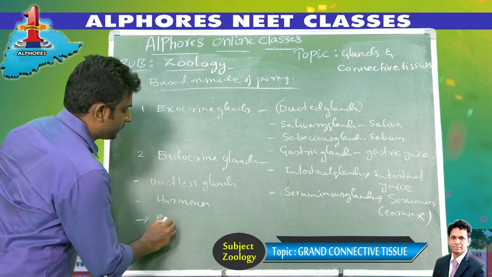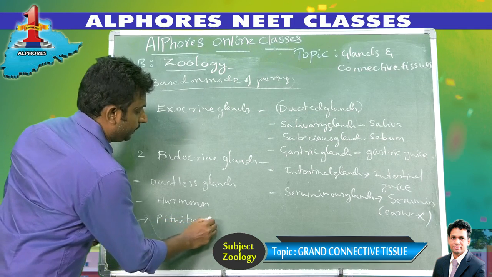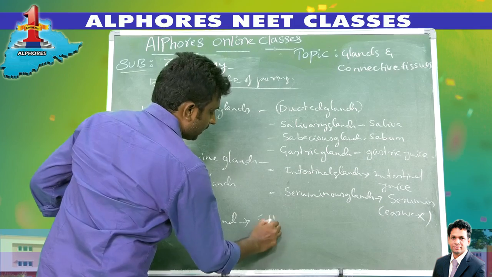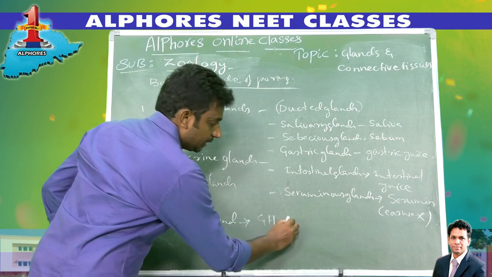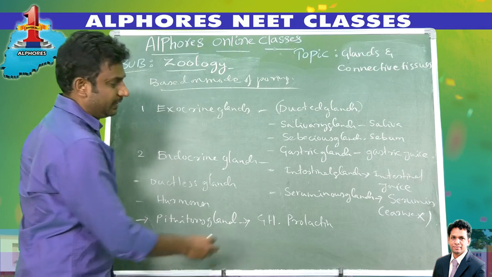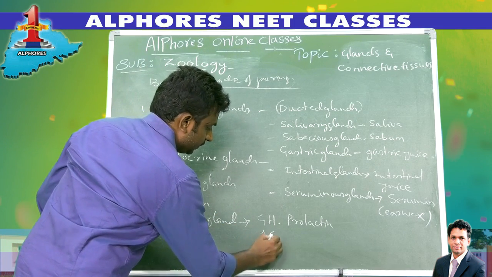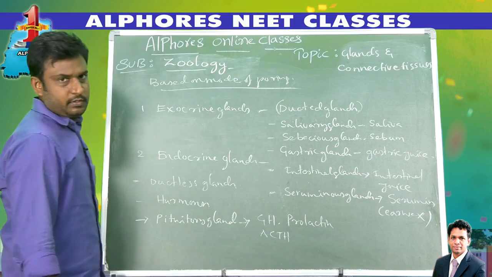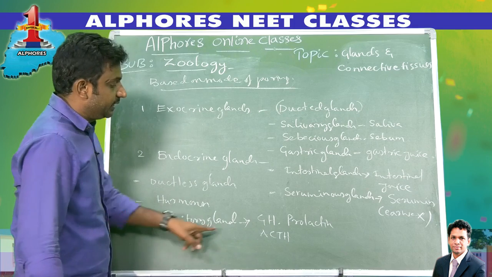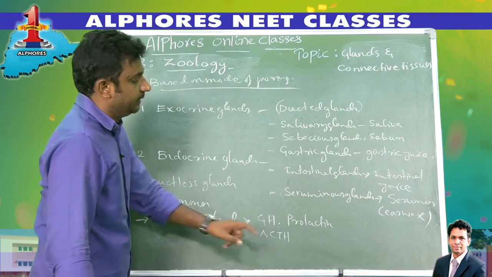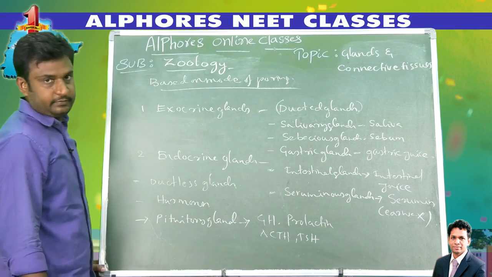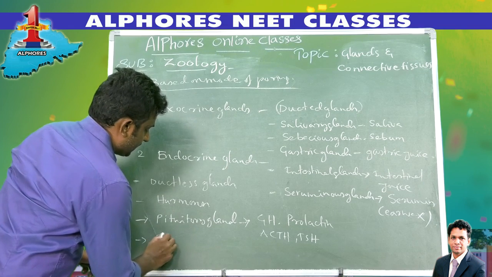Example for the endocrine glands: pituitary gland. The pituitary gland secretes hormones like growth hormone, prolactin, adrenocorticotropic hormone, and thyroid stimulating hormone. No need of an explanation about these hormones, just that they release hormones. Next, thyroid gland.